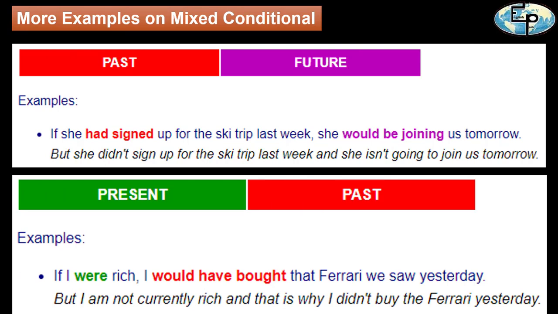More examples on mixed conditional. Past and future: If she had signed up for the ski trip last week, she would be joining us tomorrow. But she didn't sign up for the ski trip last week and she is not going to join us tomorrow. Present, past: If I were rich, I would have bought that Ferrari we saw yesterday. But I'm not currently rich, and that is why I didn't buy the Ferrari yesterday.